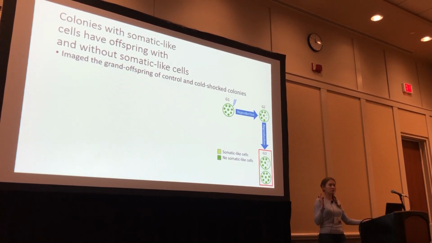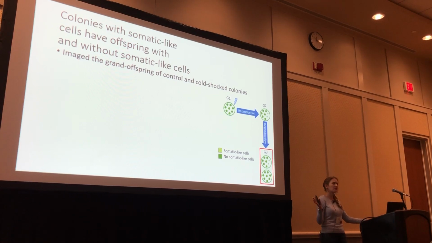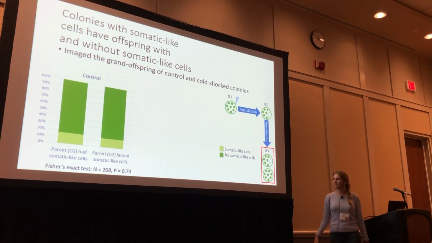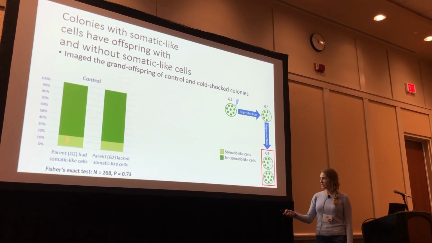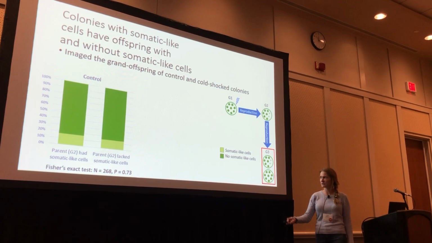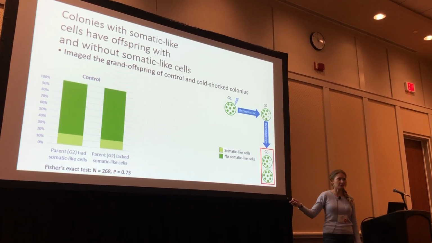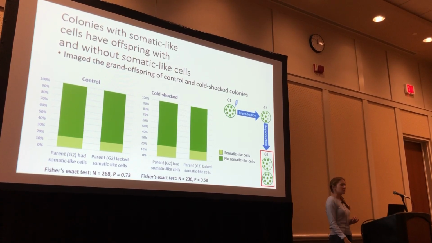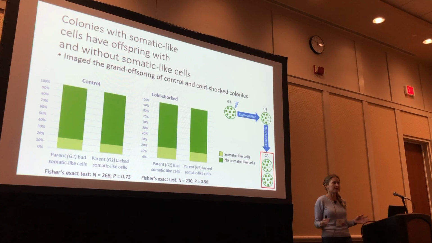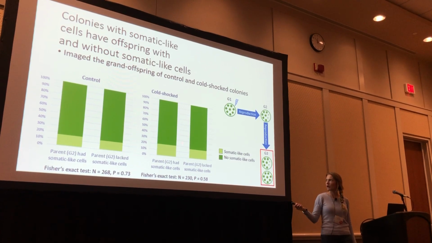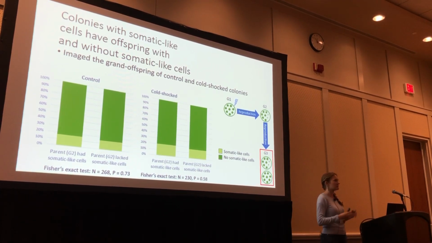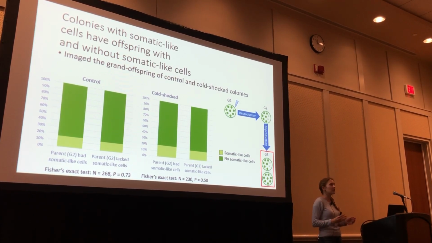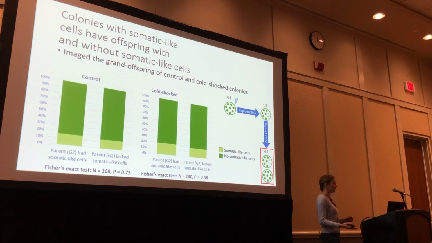I then looked at the grand offspring of those cold shock and control colonies. For the controls, I compared the generation 3 colonies whose parents had somatic-like cells to those that lacked somatic-like cells. And I saw no difference there. Same thing with the cold shock colonies. Again, the proportion of colonies that have somatic-like cells is independent of whether or not their parent had somatic-like cells. So this trait is most likely not the result of a recurrent mutation.